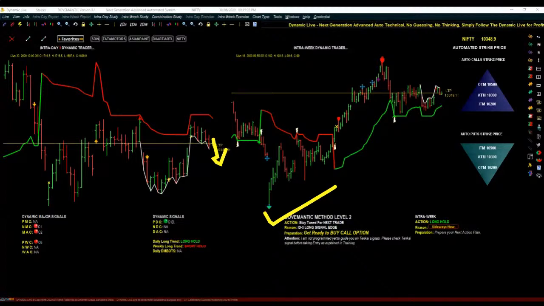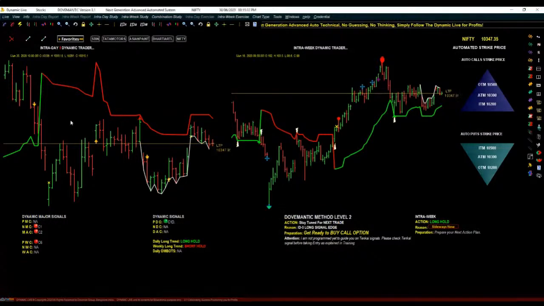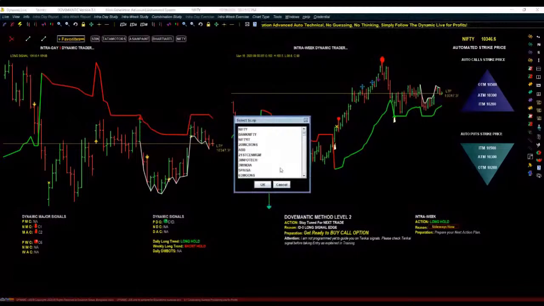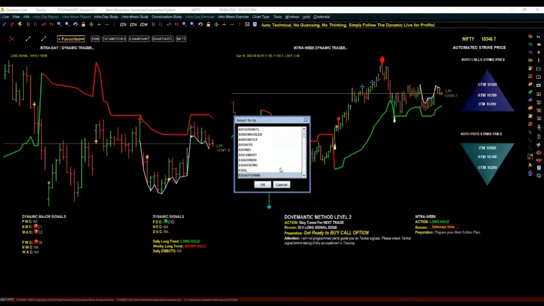Mr. Chandrasekharan wants to check Ashok Leyland. Let us check Ashok Leyland. All that I'm trying to do is select the favorite stock by clicking on this favorites here. So once I do that, I get this drop down where I can select this.